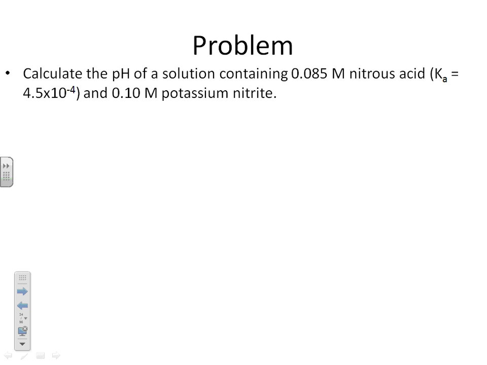Now, the 3 steps to solving any equilibrium problem, and this completely applies to common ion problems as well, are number 1, write a reaction, number 2, fill out an ICE chart, number 3, plug the stuff from your ICE chart into your expression and solve. Solve for whatever it is that you're looking for. So we do want to start, and I am going to start here by writing the reaction.